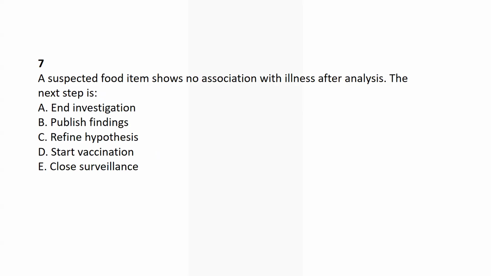Question number seven: a suspected food item shows no association with illness after analysis. The next step is option A, end the investigation, B, publish findings, C, refine hypothesis, D, start vaccination, and E, close surveillance. C. Yes, C is the right answer.